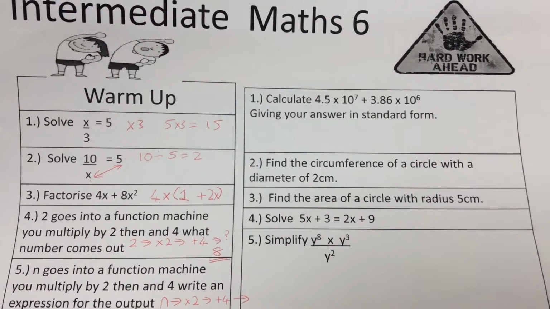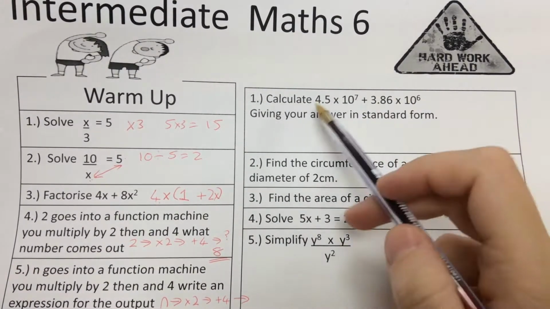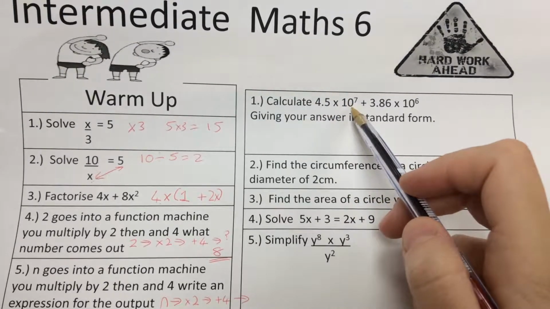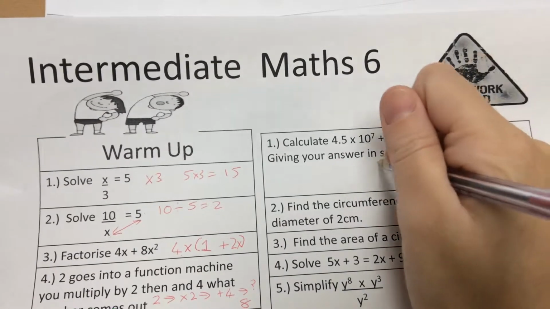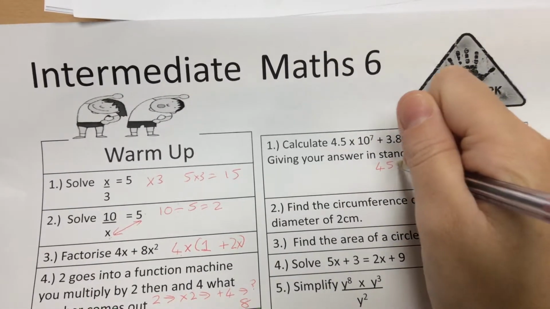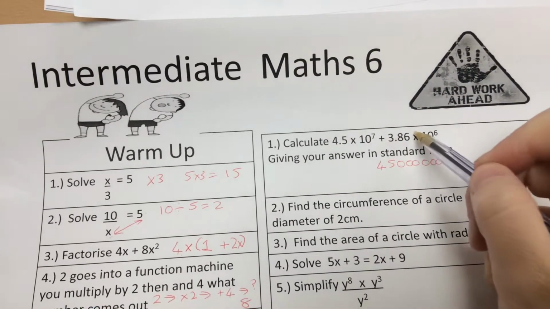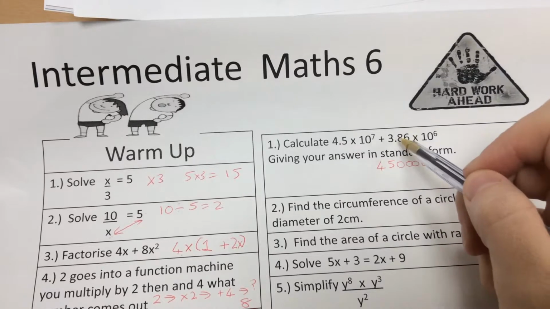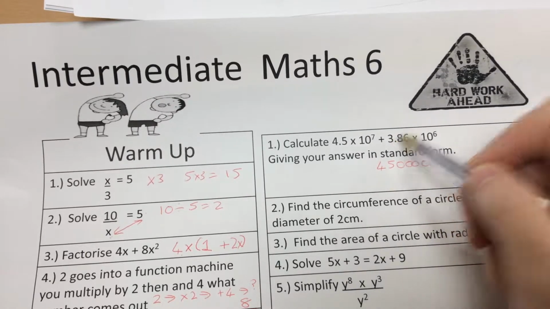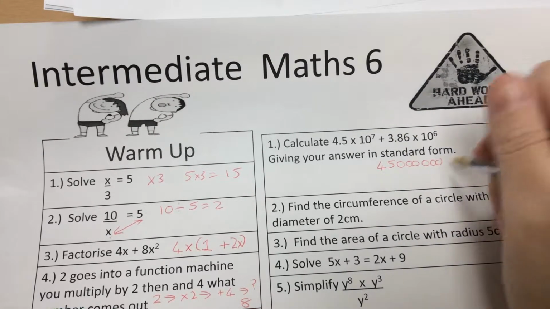Okay, still on maths practice 6, standard form. So I need to make this number 7 times bigger. That would mean the 5 would come over, followed by 6 zeros. I need to make this number 6 times bigger. So these two numbers would come over, followed by 4 zeros.